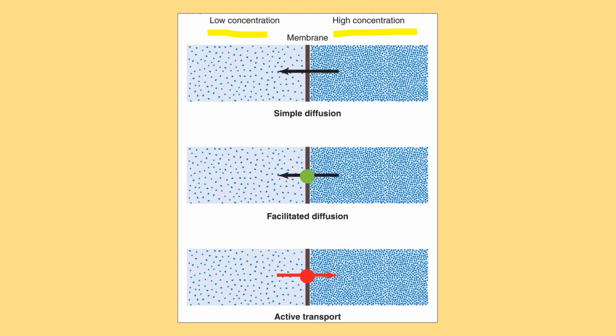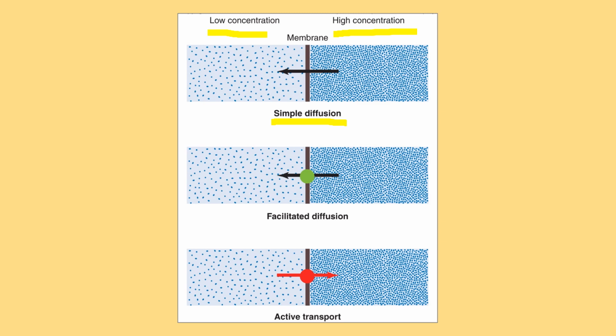So in simple diffusion, during diffusion, any kind of diffusion, a substance moves from an area of high concentration to an area of low concentration, so downhill. This is simple diffusion because the substance moves directly through the phospholipid bilayer, and we do not see a transmembrane protein here. And substances that move by simple diffusion are small, they're hydrophobic, and they are uncharged.